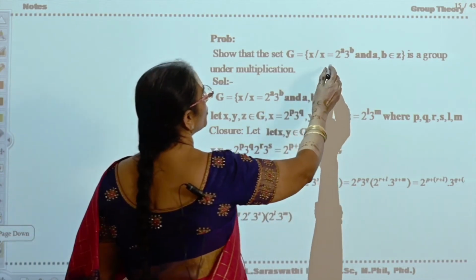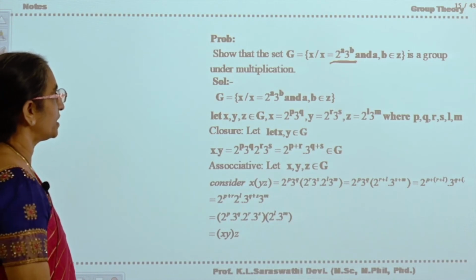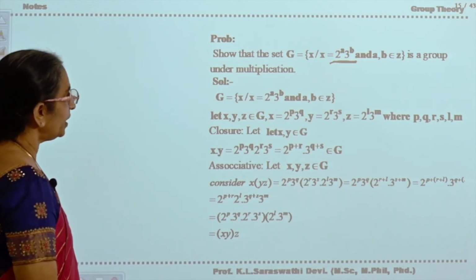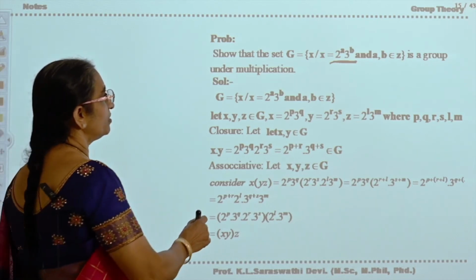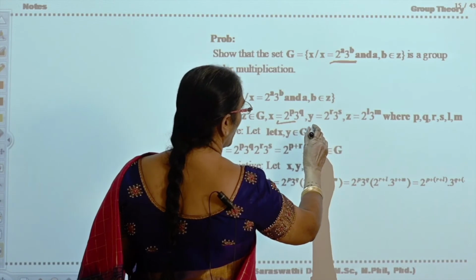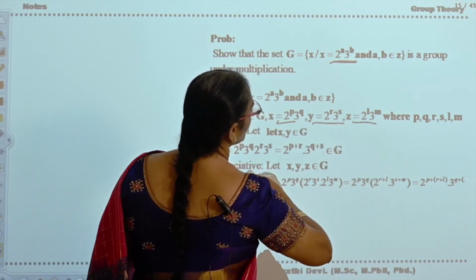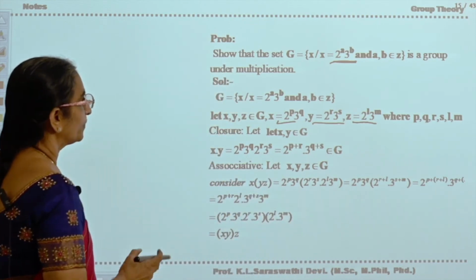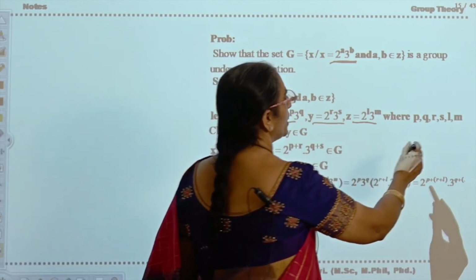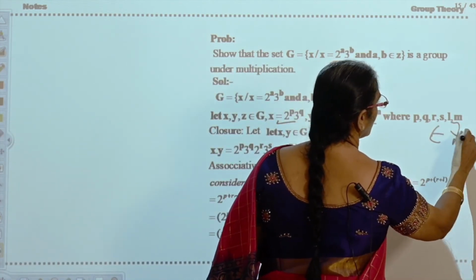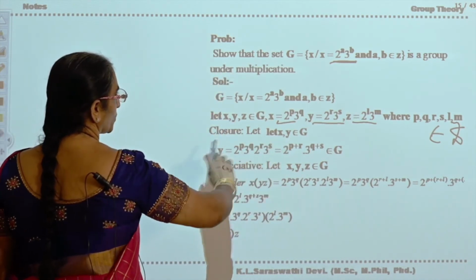Okay. Now, see here. X is equal to 2 power A into 3 power B, and A comma B belongs to Z, is a group under multiplication. Okay. Now, with respect to multiplication you have to see. Suppose X is equal to 2 power P 3 power Q, Y is equal to 2 power R 3 power S, Z is equal to 2 power L 3 power M, where P, Q, R, S, L, M all belong to Z. These are all the elements of Z. Z means set of integers.